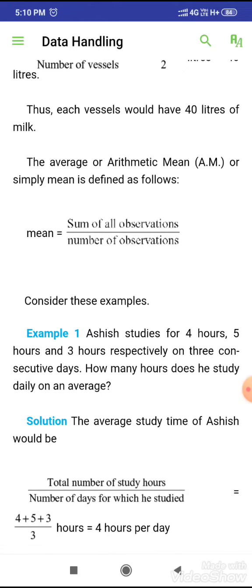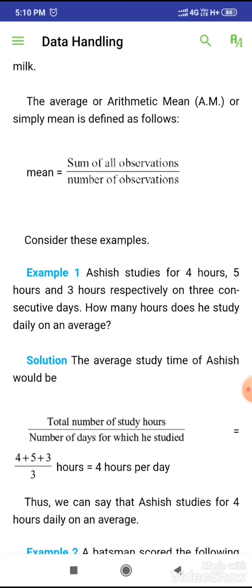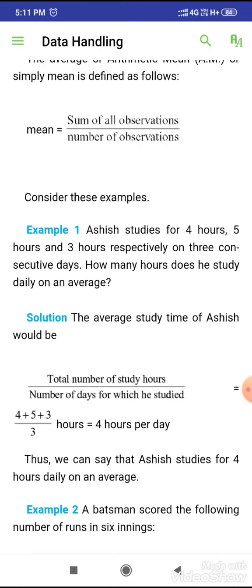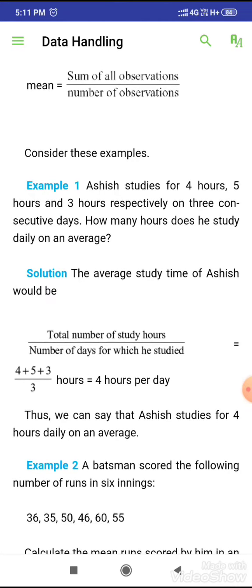We can understand by one example. So here is example number 1 in your book. In this example, it is given that Ashish studies for 4 hours, 5 hours and 3 hours respectively on 3 consecutive days. How many hours does he study daily on an average? So in this question, we have to find the average study hours of Ashish.